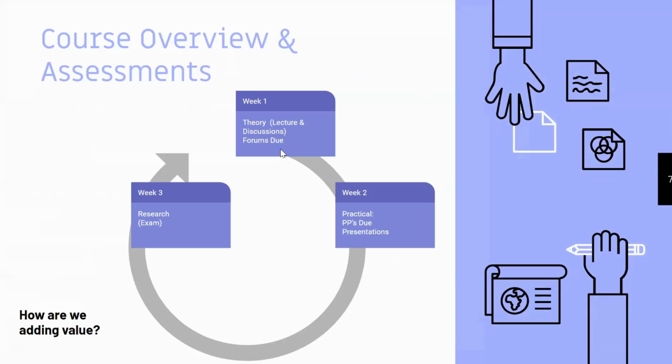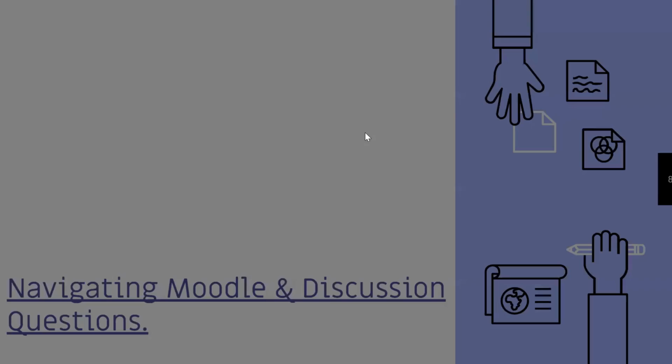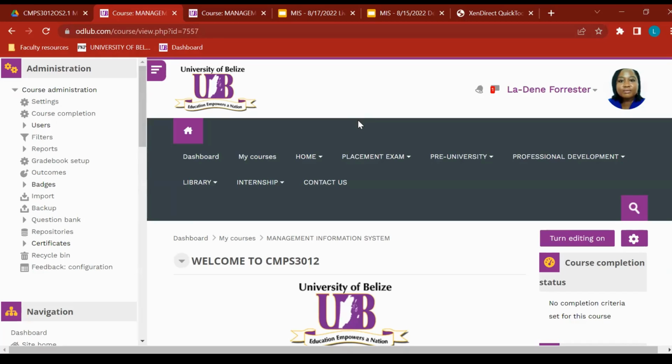For those who weren't here as well, this course is broken down into 3-week segments and 5 cycles of those 3-week segments. Every first week is where we discuss theory and we go over things that you should know. Week 2 is where we do practical sessions. You would have presentations in that week. And the final week would be research. So every week, we'll be doing a different type of assessment or a different type of activity, I should say. And this is how we add value in the course.